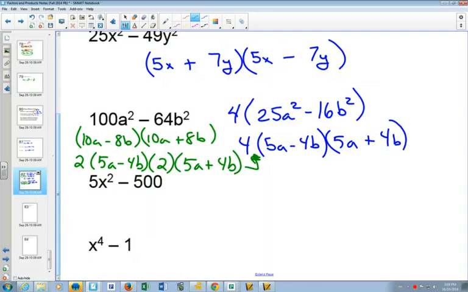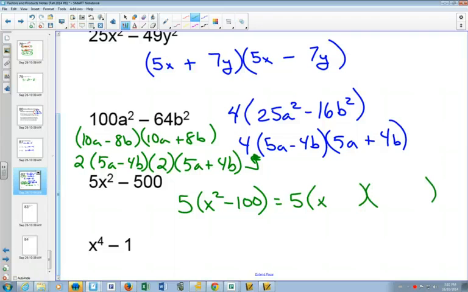Did you see that there's a common factor between these? You could pull out a 5, leaving you with x squared minus 100. And the inside is a difference of squares: x plus 10, x minus 10. It doesn't matter which way you write which one's plus and which one's minus.